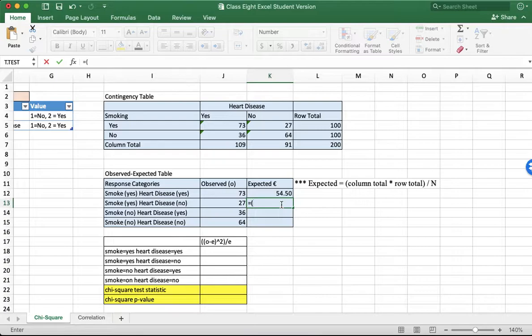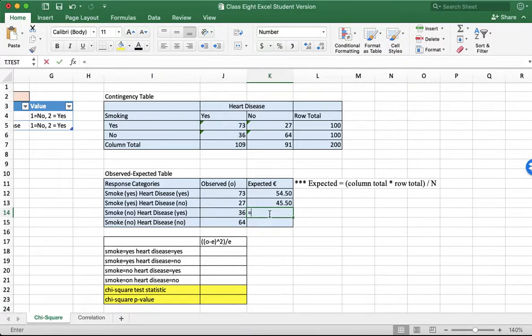So for the people who indicated that they smoked and did not have heart disease, we're going to be focusing on this cell right here, K5, and multiplying the row total, which is 100, by the column total for no, which is 91. And then dividing this by 200. And that's the expected value of people where if there was no relationship whatsoever between smoking and heart disease, given these row total and column total counts, we should expect this number to be 45.5. The actual number is just above or just under half.